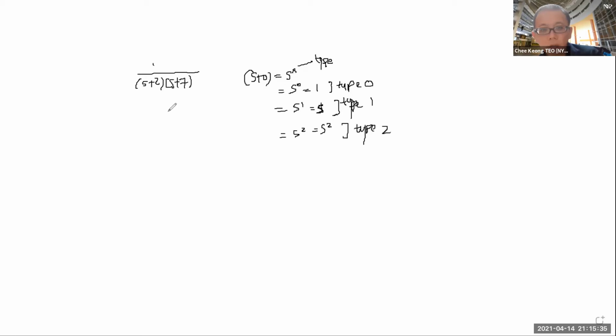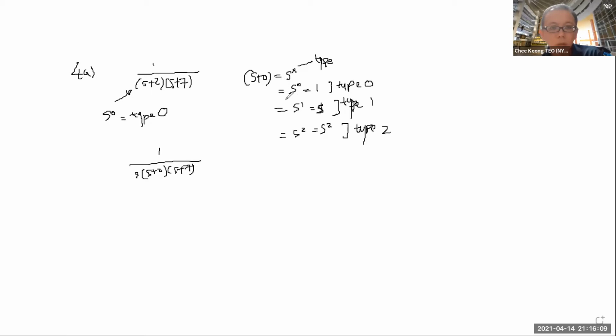So in this first case it's actually s to the power of 0, and down here there is another s to the power of 0, because the power is 0. So this is type 0. This is for 4a. Now, how about 4b? In 4b, you have 1 over s, s plus 2, s plus 7.